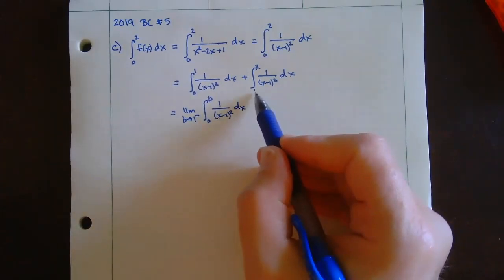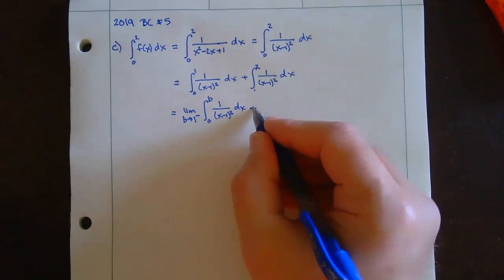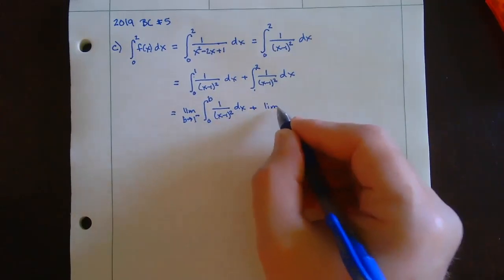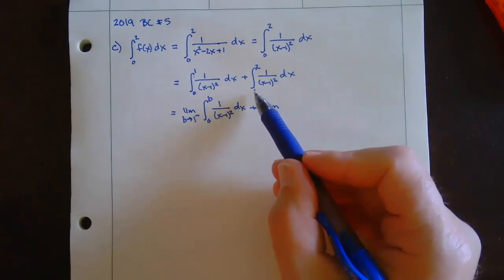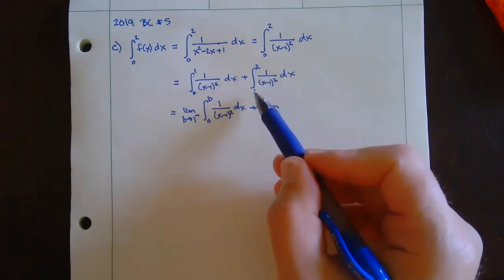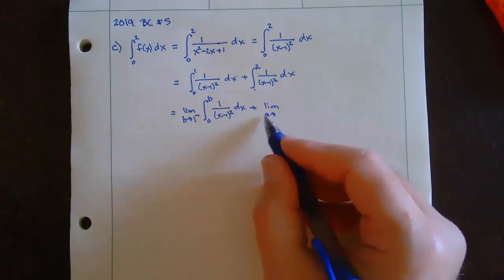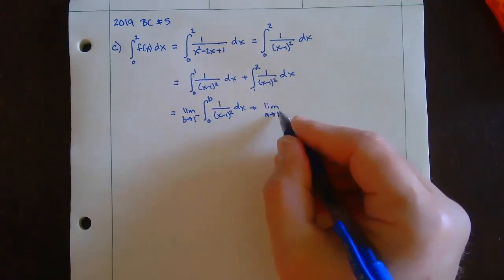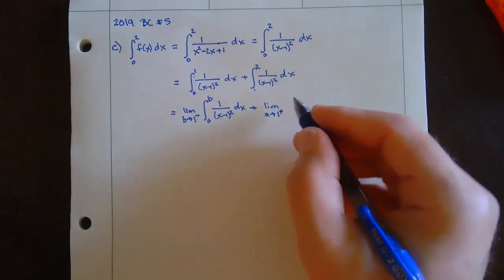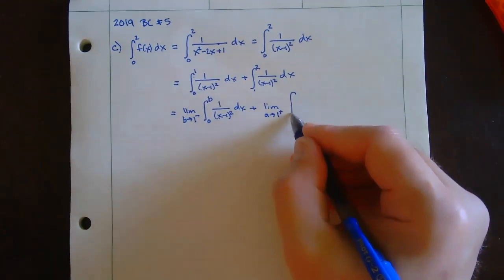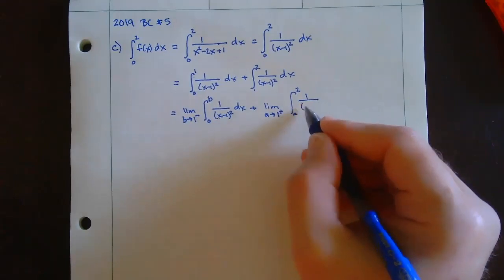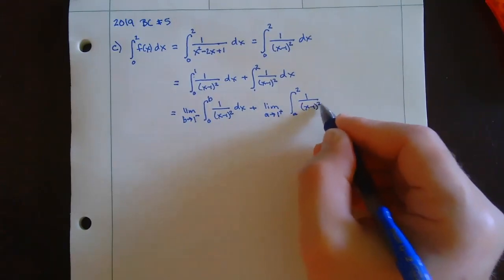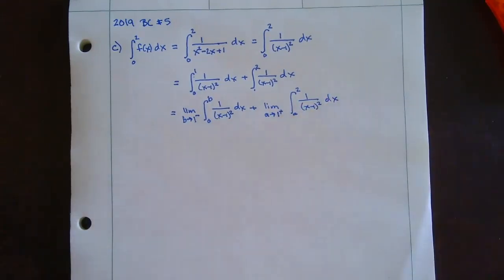This one is going to be the lower limit. So plus the limit as a approaches, now we're going to look at this one. We're going from 1 to 2, so we want to approach 1 from the right side. So we want this a to approach 1 from the right, from the positive side. And then it's going to be the integral from a to 2 of 1 over (x minus 1) squared dx.